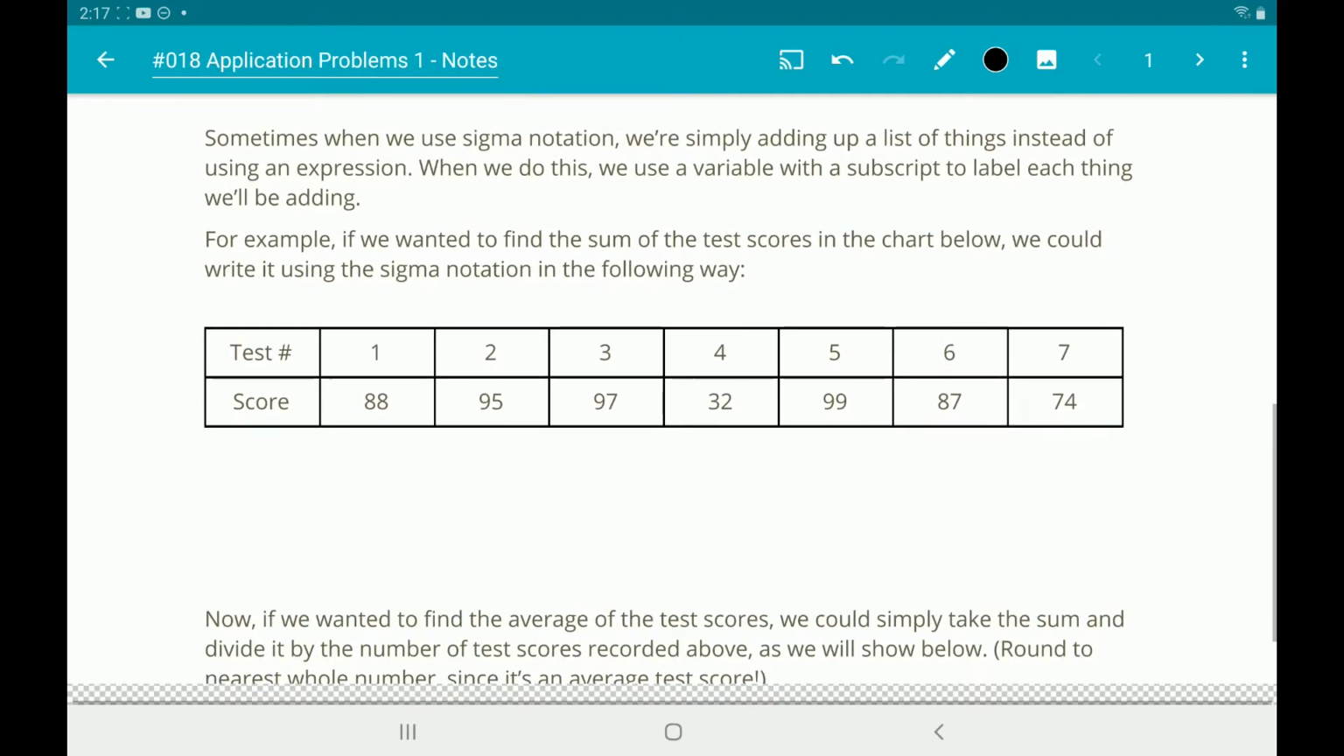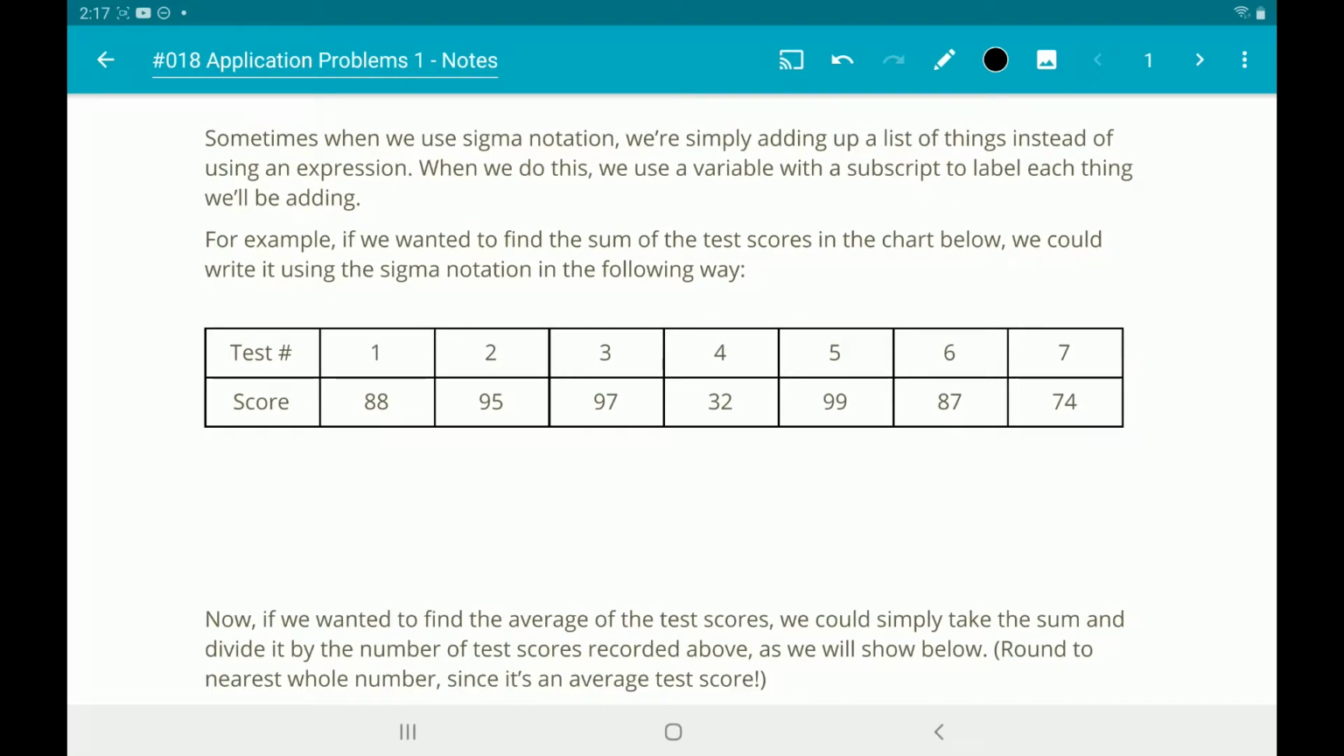So sometimes when we use sigma notation, we're simply adding up a list of things instead of using an expression. Like before, we would use something like a squared plus a, or just i. But that's not always the case. We're just adding up a list of different things. So when we use this, we're going to use a variable with a subscript. If we have a as the variable, we could have a little number 3 down here. That's considered a subscript because it's below and tiny. So we use the variable with a subscript in order to label each thing that we're adding together.